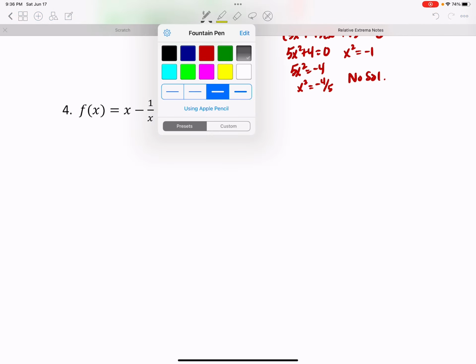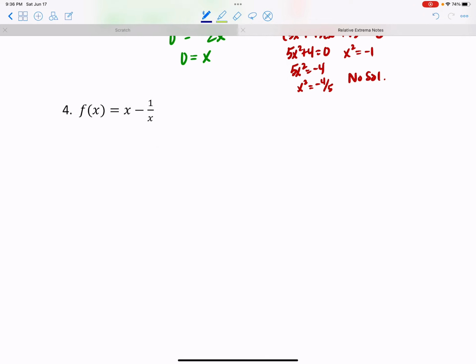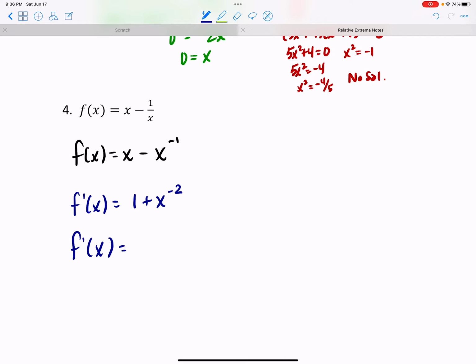Let's try to differentiate, find our critical numbers, and see what's happening here. I am going to start by rewriting this function. I don't want that fraction in there if I don't have to have it in there. So I'm going to change that 1 over x to x to the negative first power. Just move it to the top. And now I can use my power rule. So f prime of x is going to equal the derivative of x, which is just 1, and here if I multiply, I'm going to get a +1 in front of my x to the -2. So again, I'm going to rewrite this as 1 plus 1 over x squared.